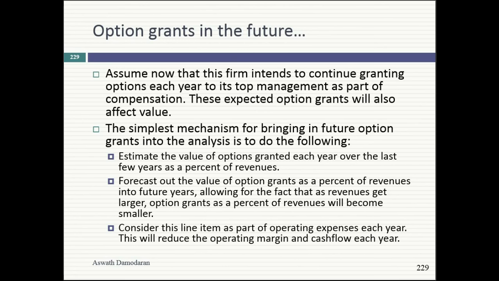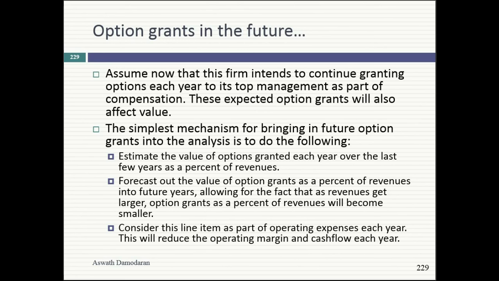But here's the other half of the equation. This takes care of options you've already granted, right? But what if I expect you to keep granting options in the future? How do you bring those in? You see what I'm talking about? Take a company like Cisco. It's granted options every year for the last 20 years. It's going to continue to keep granting them. By valuing the options and bringing them in, I've taken into account the options they've already given out, but I haven't taken into account the options I expect them to give out in the future.